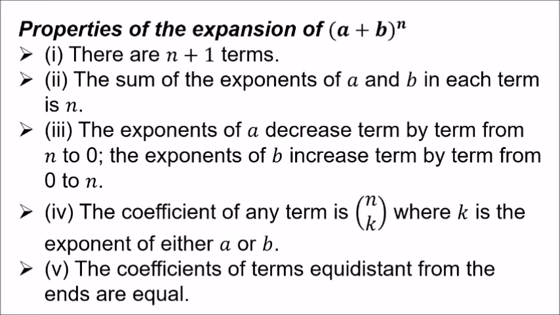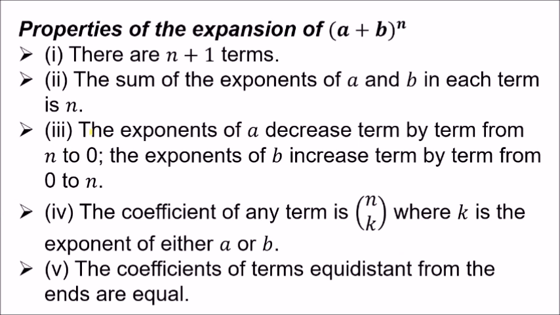We have here the properties of the expansion of the binomial a plus b. First, there are n plus 1 terms. Ano yung ating exponent doon sa expansion? We just add 1 and that is the number of terms of all the expansion. Second, the sum of the exponents of a and b in each term is n. If you look at the exponent of every variable dun sa isang term, dapat ang total nun ay yung n, yung exponent natin na n.